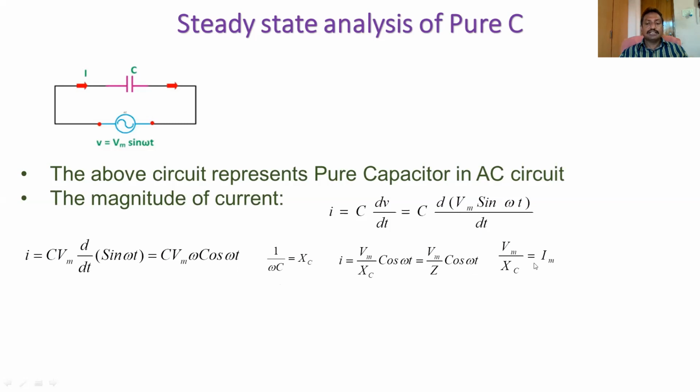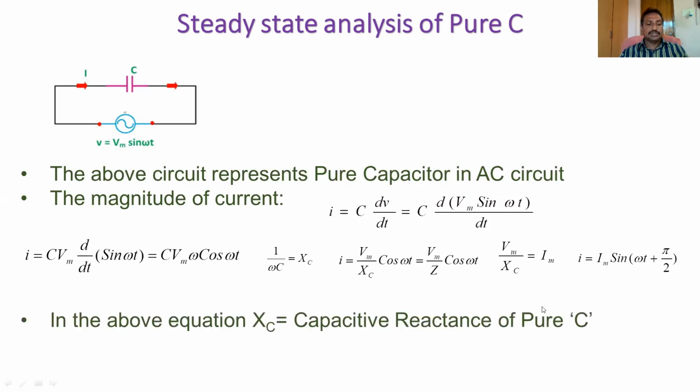Here Vm by XC is equal to Im, or Vm by Z is equal to I. Therefore I is equal to Im into cos omega t. That will be modified as sin of 90 plus omega t, that is, sin of omega t plus phi. So in this analysis, XC is the capacitive reactance. XC is equal to 1 by 2 pi f C, or 1 by omega C. Z is equal to minus j into XC.